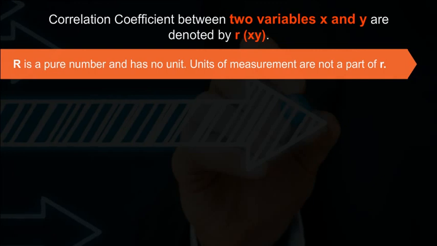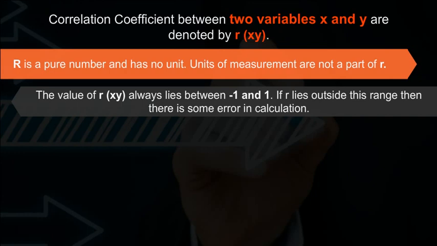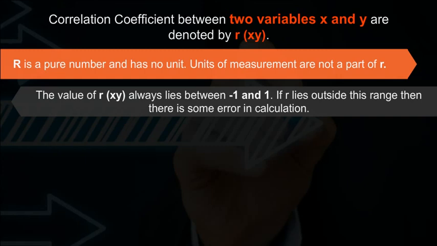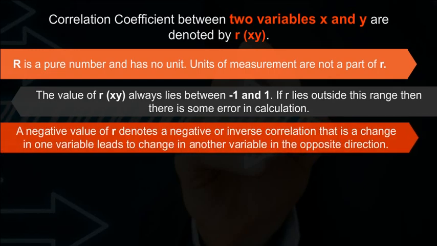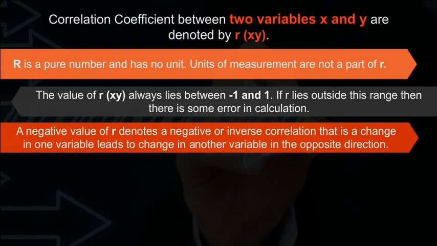Units of measurement are not a part of R. The value of Rxy always lies between -1 and 1. If R lies outside this range, then there is some error in calculation. A negative value of R denotes a negative or inverse correlation. That is, a change in one variable leads to a change in another variable in the opposite direction.